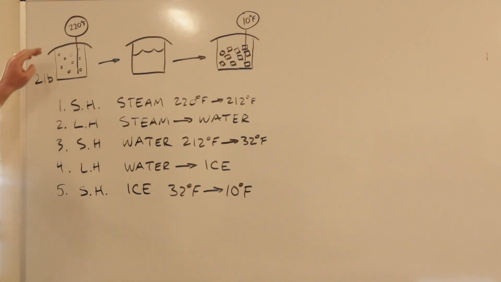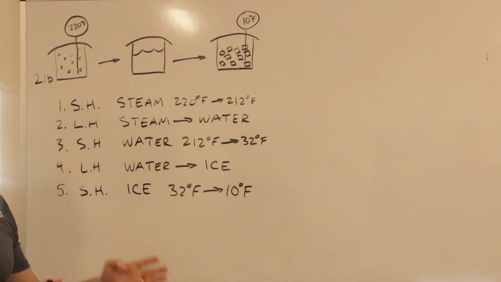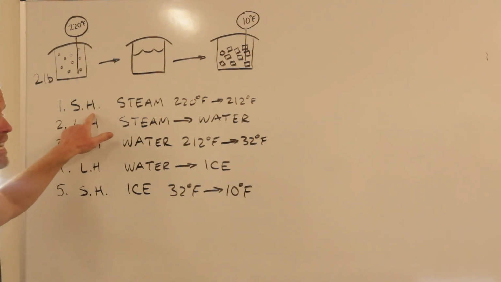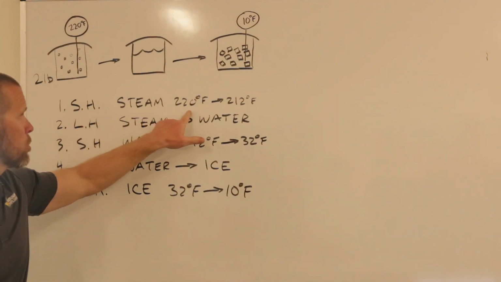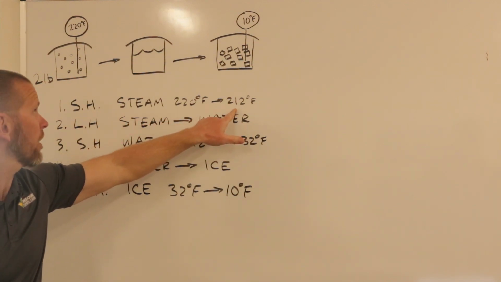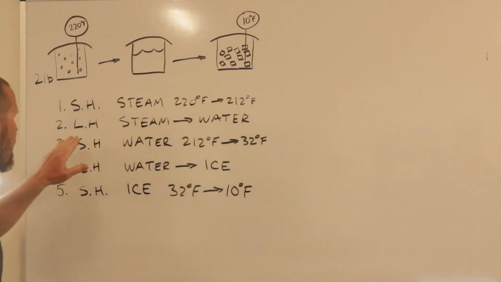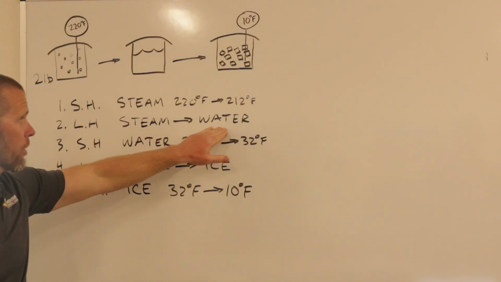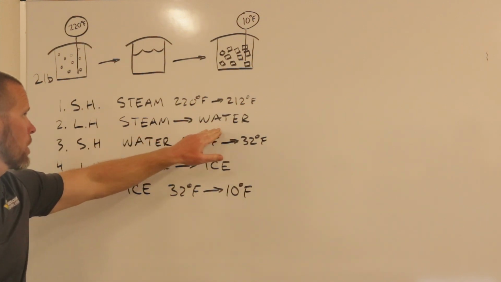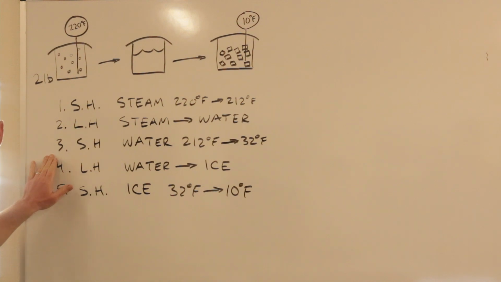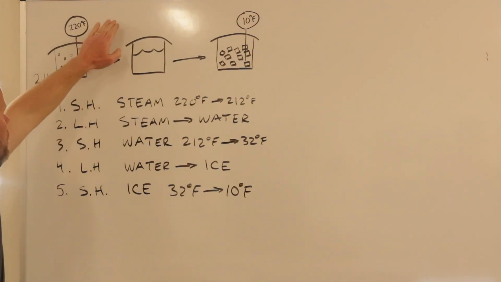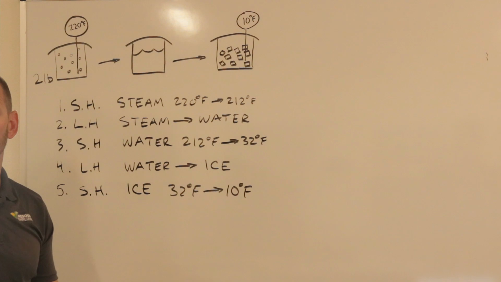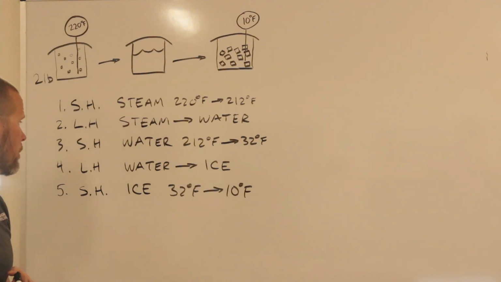The first step, we need to cool our steam from 220 degrees Fahrenheit down to the boiling point of water, which is 212 degrees Fahrenheit. Since we have a temperature change, that's a sensible heat problem, cooling our steam from 220 down to 212 degrees Fahrenheit. Once we're at 212 degrees Fahrenheit, our next component is latent heat. We need to change our steam into water at its boiling point, no change in temperature. The third component will be back to sensible heat. We're going to change our water from 212 degrees down to 32 degrees Fahrenheit, which is the freezing point for water.